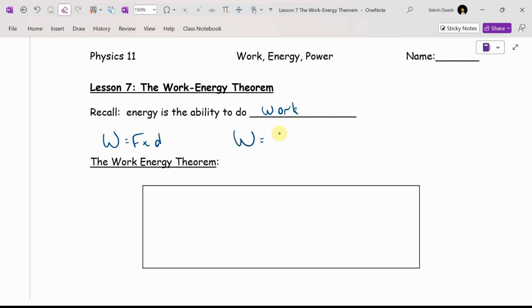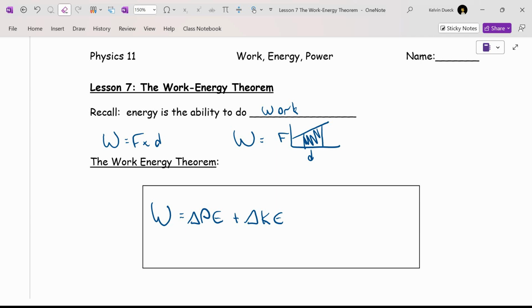Work was also the area if you had a force versus distance graph. Work was that area. We'll look at that more in Physics 12. I'm not going to be harping on that as much here. But the best definition of work, you know what? It's on your green sheet, probably right underneath the law of conservation of energy. I think it even says the work energy theorem, W equals the change in stored energy plus the change in kinetic energy.